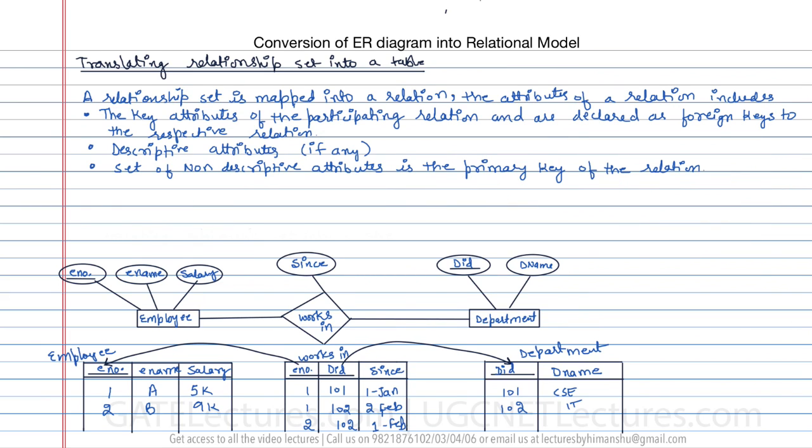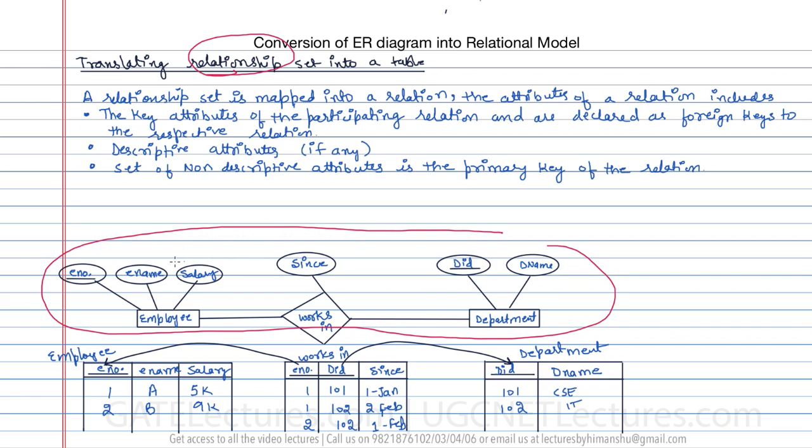Okay, now let us see how to translate a relationship into a table. Here we have a relationship called works in. We have entities employee and department, and the works in relationship has an attribute since. That means an employee is working in a particular department since what time. In this case a relationship set is mapped into a relation, and the attributes of the relation include the key attribute of the participating relations, declared as foreign keys to the respective relations, the descriptive attributes if any, and the set of non-descriptive attributes is the primary key of the relation.